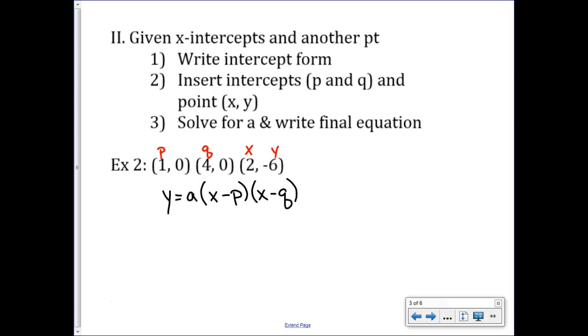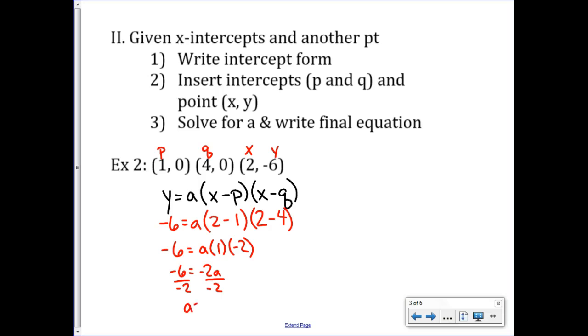So I'm going to put in -6 for y. We need a. x is 2. We'll call 1 p, so 2 minus 1, and then x is 2 again, minus our q value of 4. We could have switched those, no big deal. So then we have -6 is equal to 2 minus 1 is 1, and then 2 minus 4 is -2. So we have -6 is equal to -2a, divide by -2, and a is equal to 3.